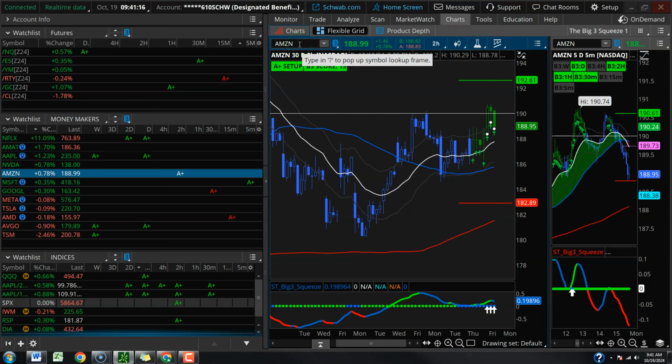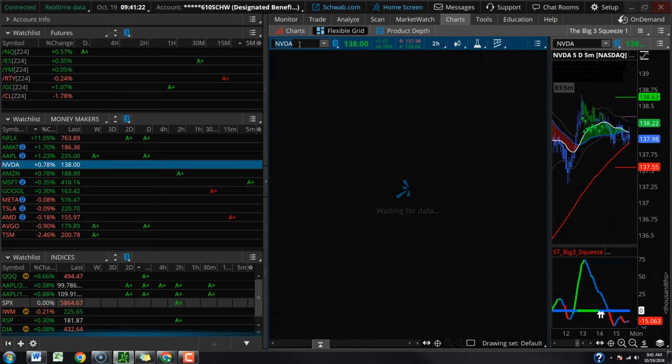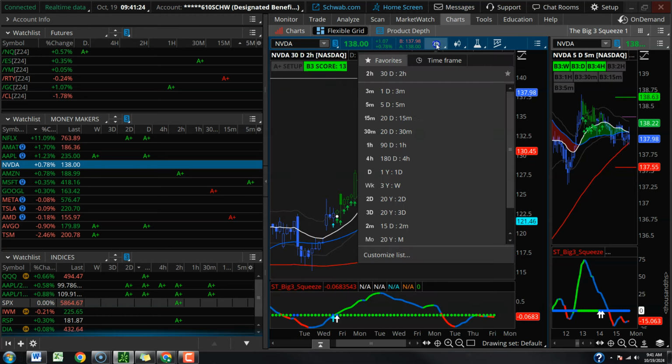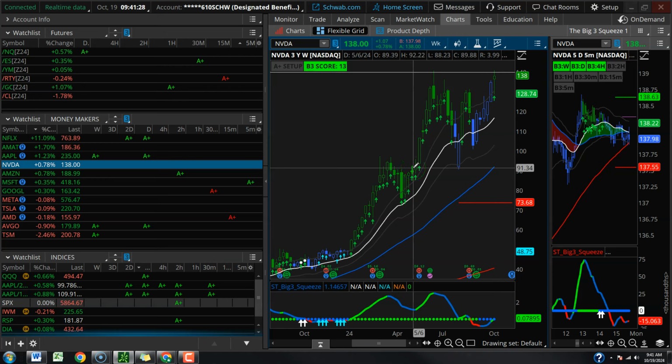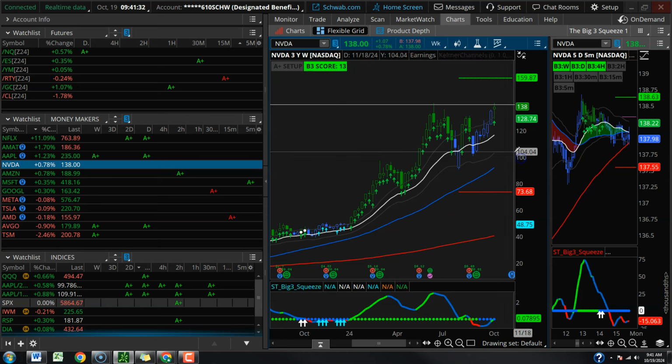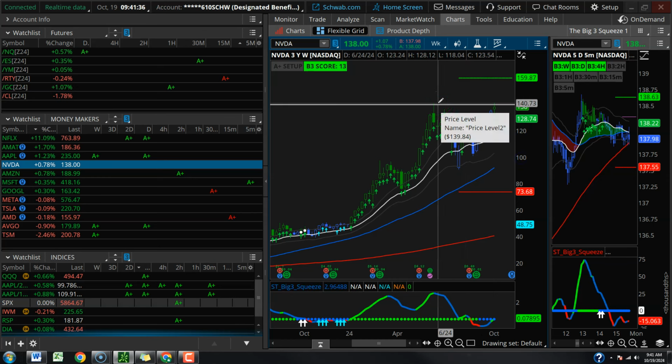And then looking at the rankings, another name I think is at a very interesting spot, Nvidia. If we flip over here to the weekly, big weekly squeeze, fresh momentum cross, brand new buy signal. Granted, you're at the dead highs. Buying at the dead high, buying at that breakout level, maybe not the easiest entry.